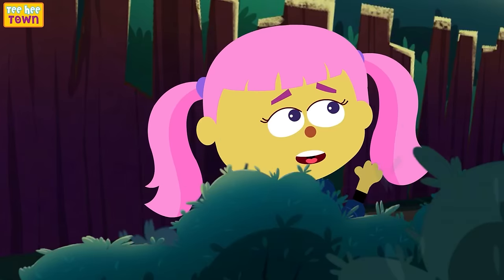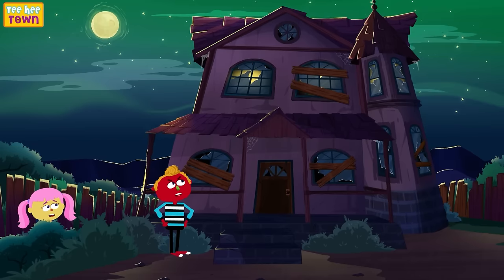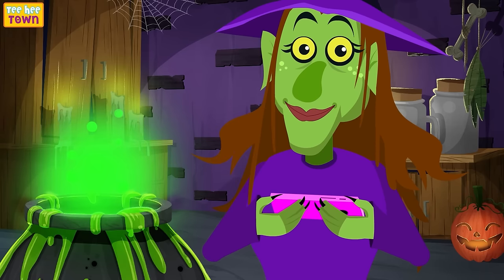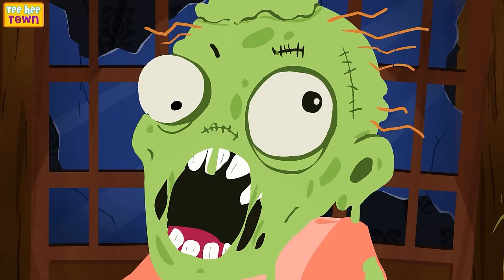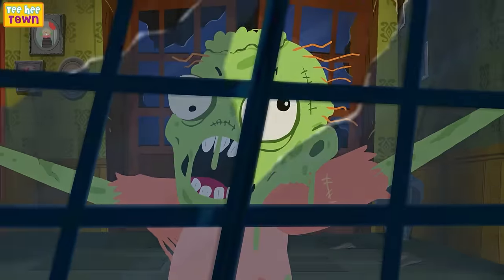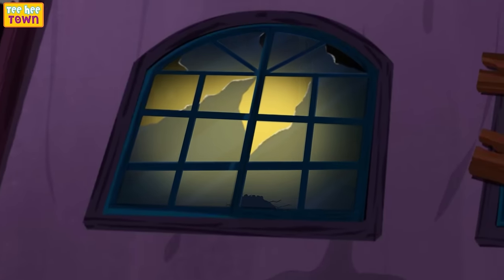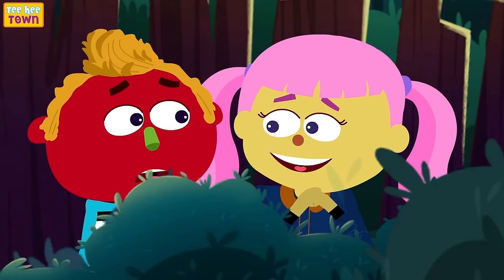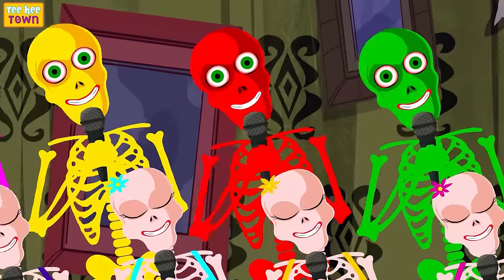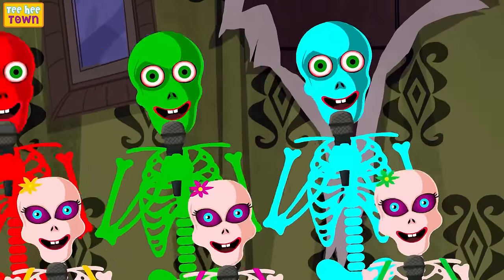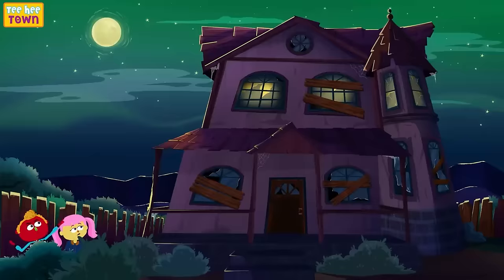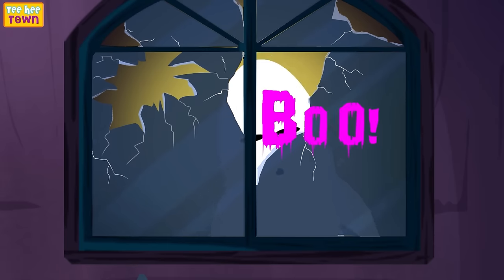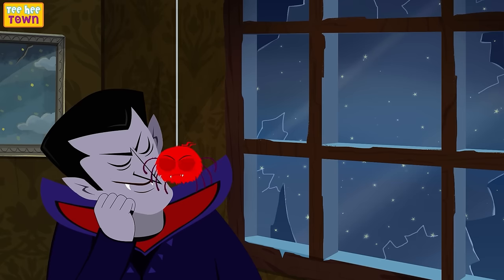Huh? Who's at the window? Hey. A witch. She's smiling. A zombie. He's walking. It doesn't matter who's there, they're gone from the window. Don't worry, Len. Who's at the window? A ghost. He says boo. A vampire.